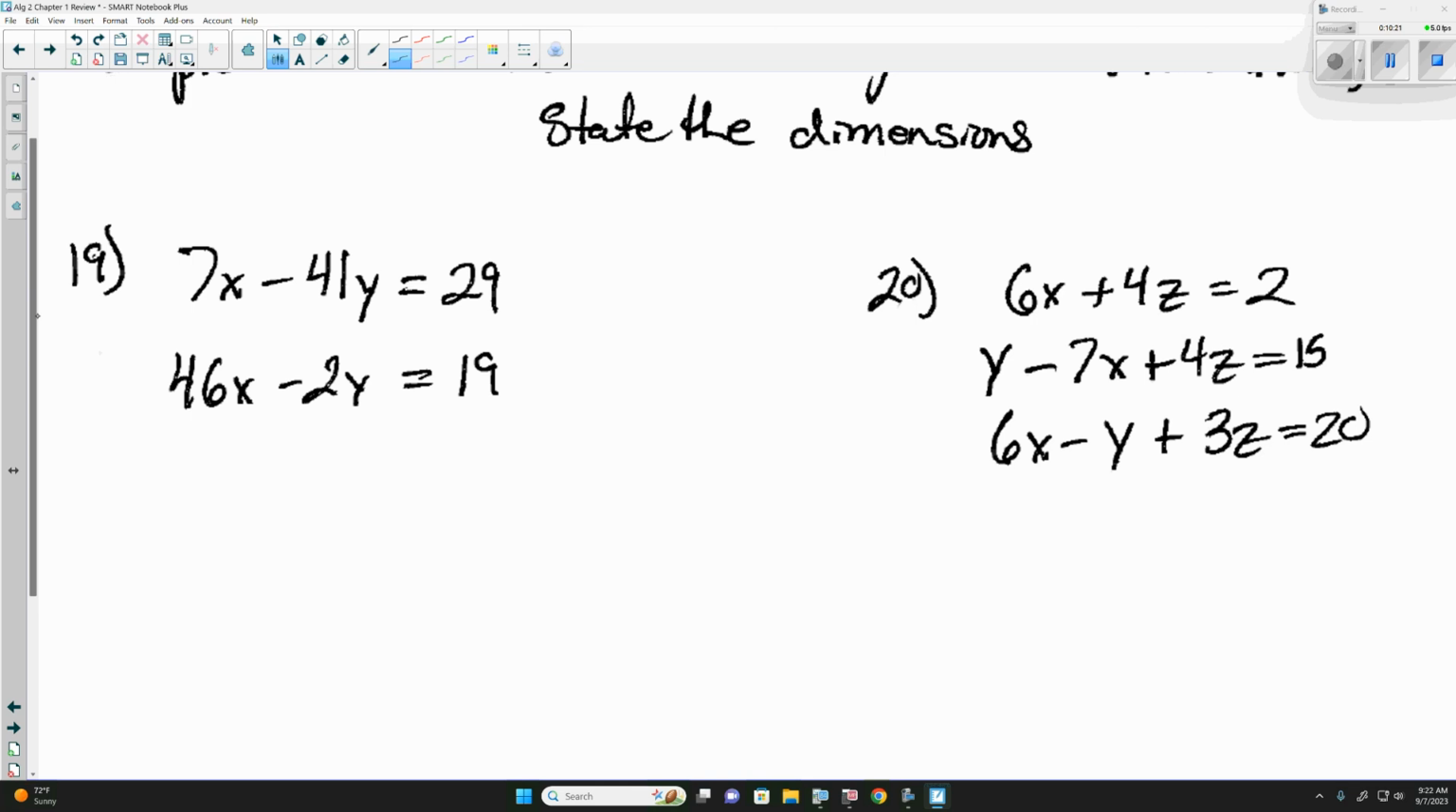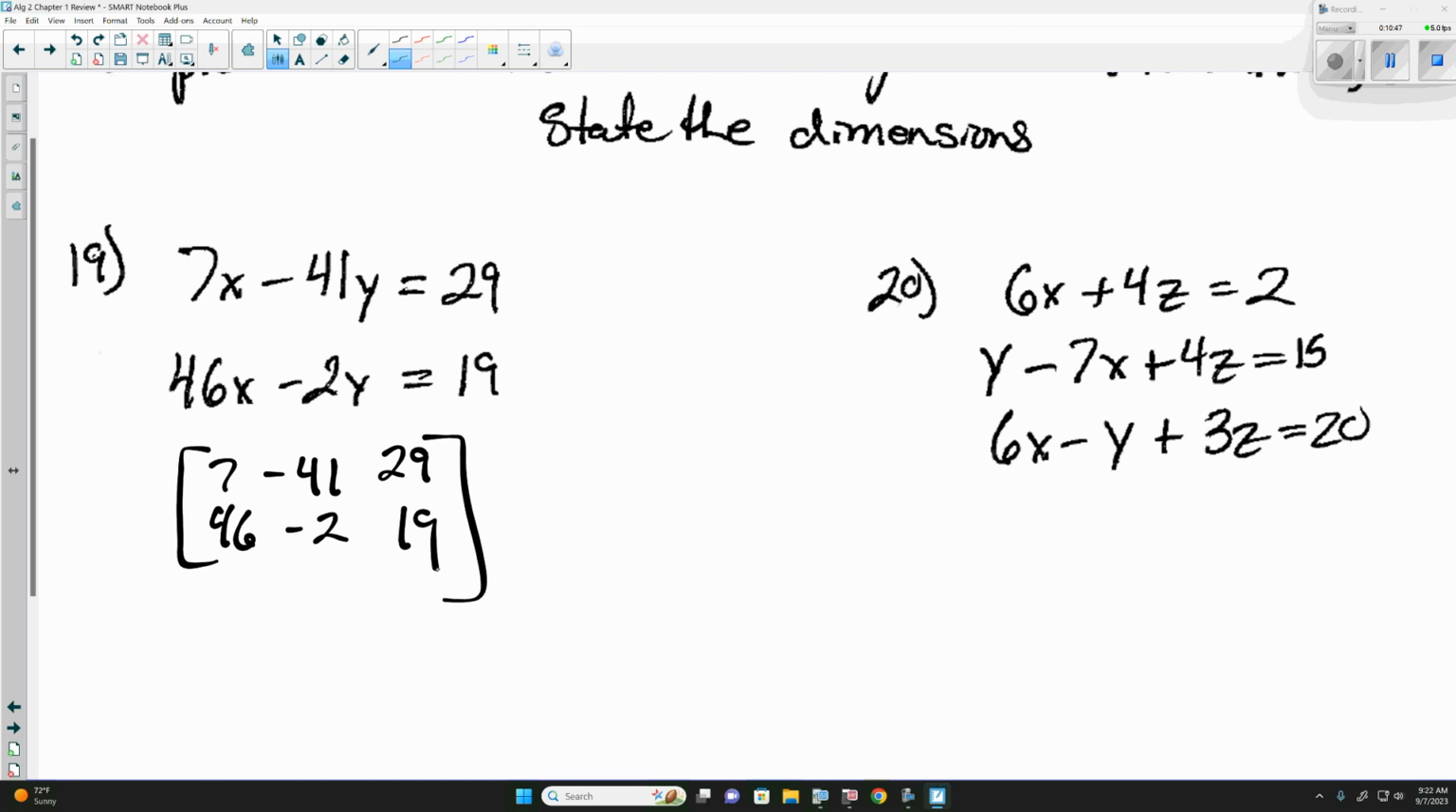Now the next ones we look at are these here. Write the augmented matrix and state the dimensions. Are there questions on 19 through 24? Any? Yes. Yes. So we list it out here.